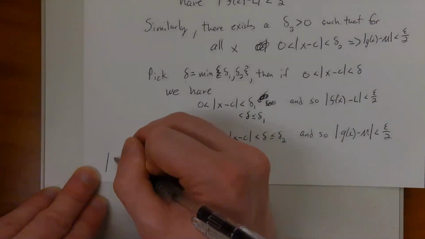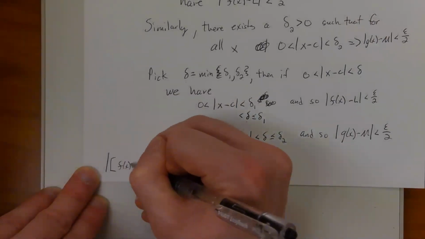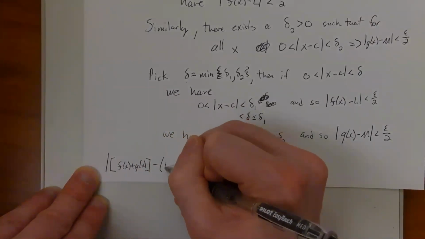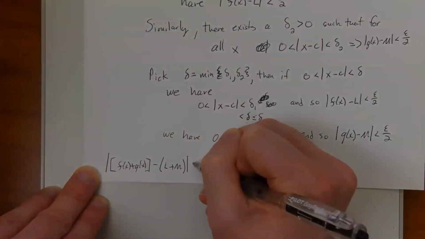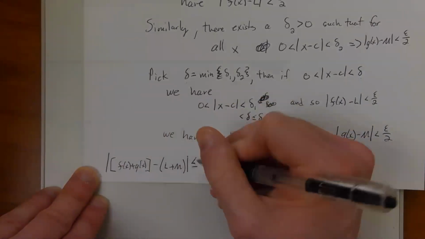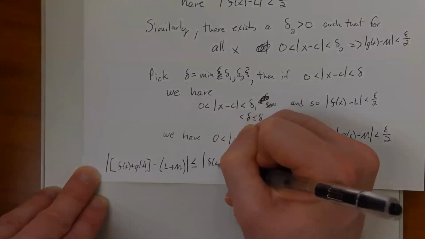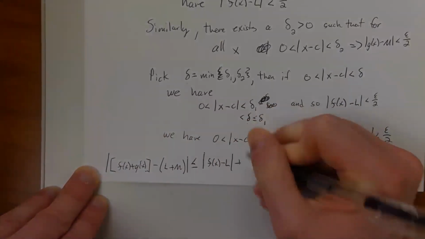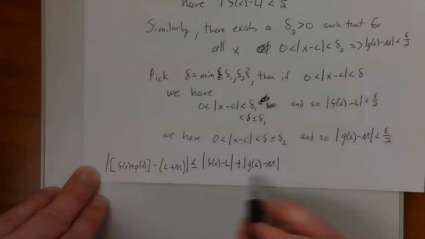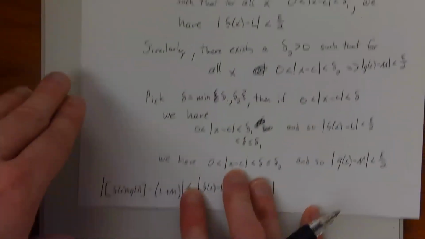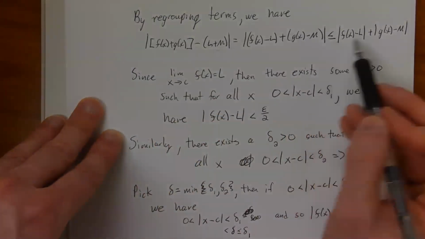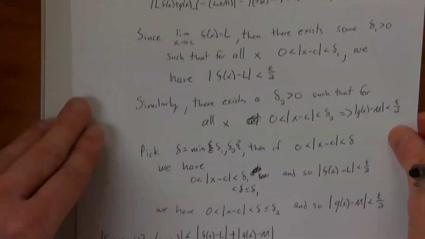So let's start with our statement there, the absolute value of f of x plus g of x minus L plus M. Well, what is this equal to? This is actually equal or less than the absolute value of f of x minus L plus the absolute value of g of x minus M, right? We already said this earlier by the triangle inequality. So this right here is equal or less than this. I'm just rewriting that.